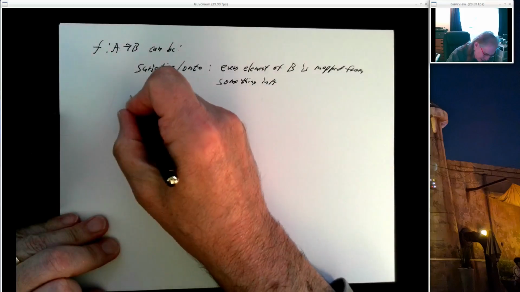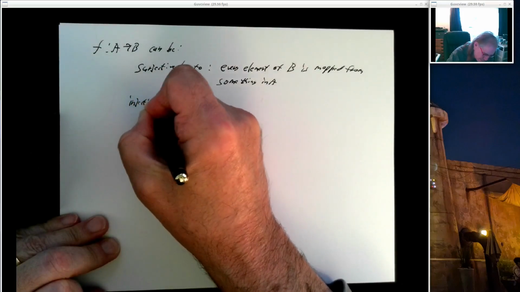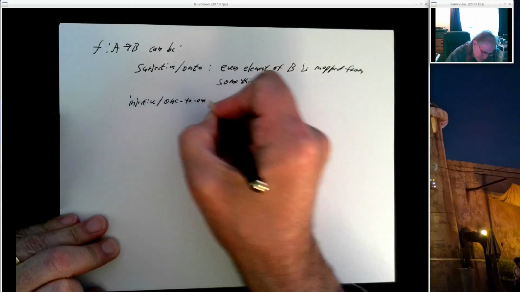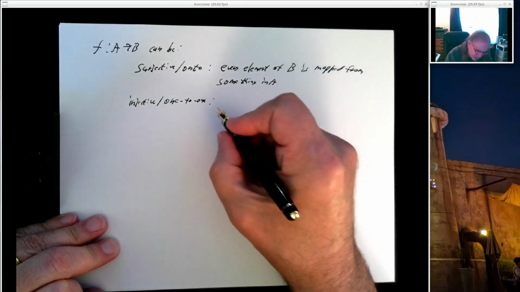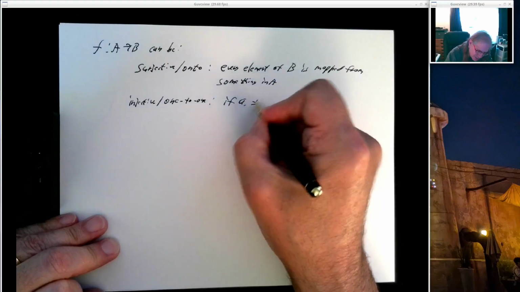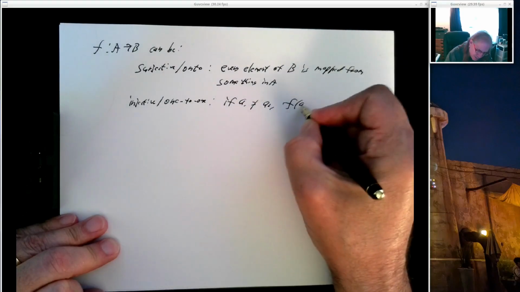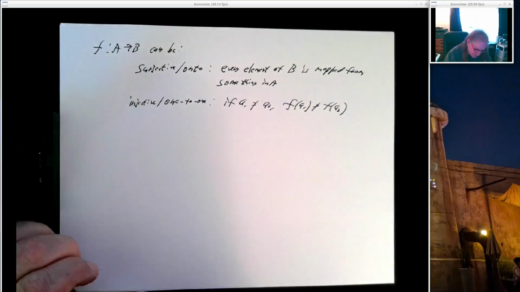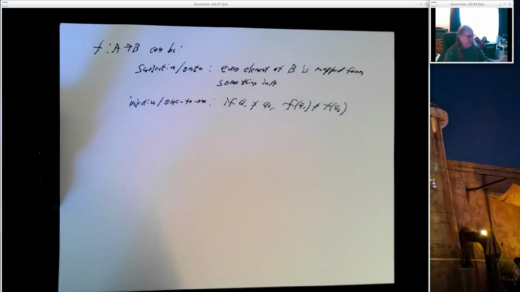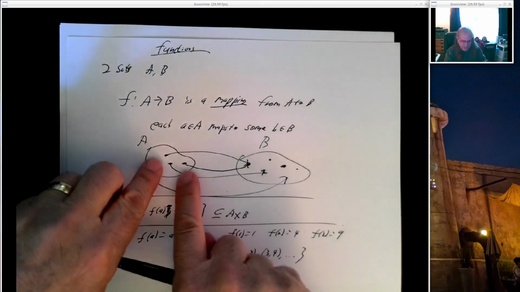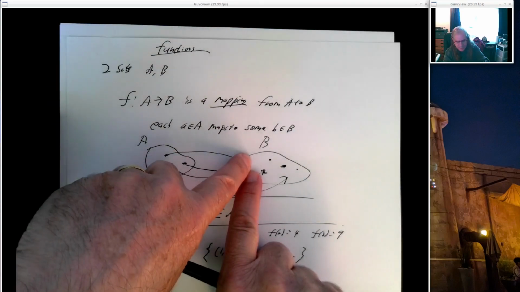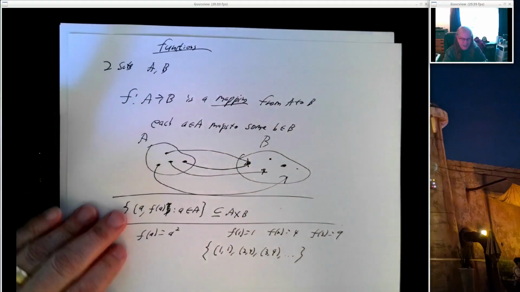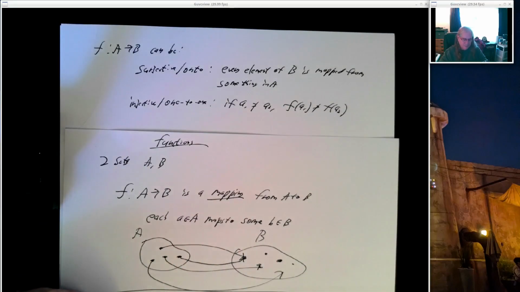This can be injective, or sometimes one-to-one, which means if a1 is different from a2, then f of a1 is different from f of a2. So an injective function does not do this. It does not have two different points going to the same thing. If different things in A always go to different things in B, that's injective, or one-to-one.